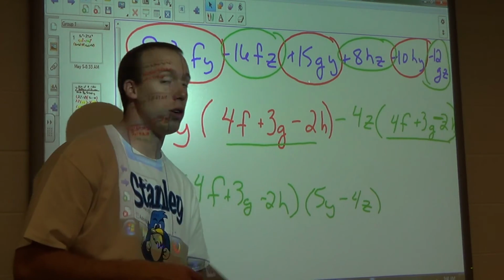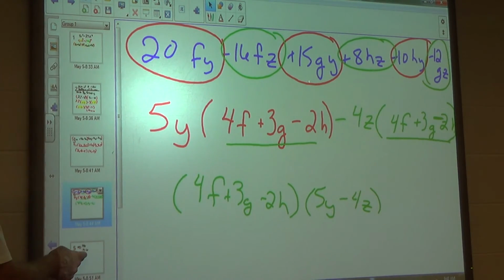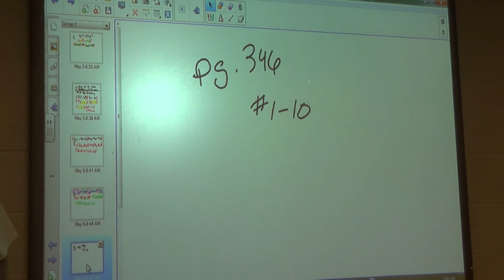So today we're going to have an assignment on both of them. That assignment is page 346, numbers 1 through 10. It's a combination of the sum and difference of squares and factor by grouping. If there's more than 3 terms, we automatically know it's factor by grouping. If it's 2 terms, it's probably difference or sum of 2 cubes. And there are going to be 2 primes out of these 1 through 10.